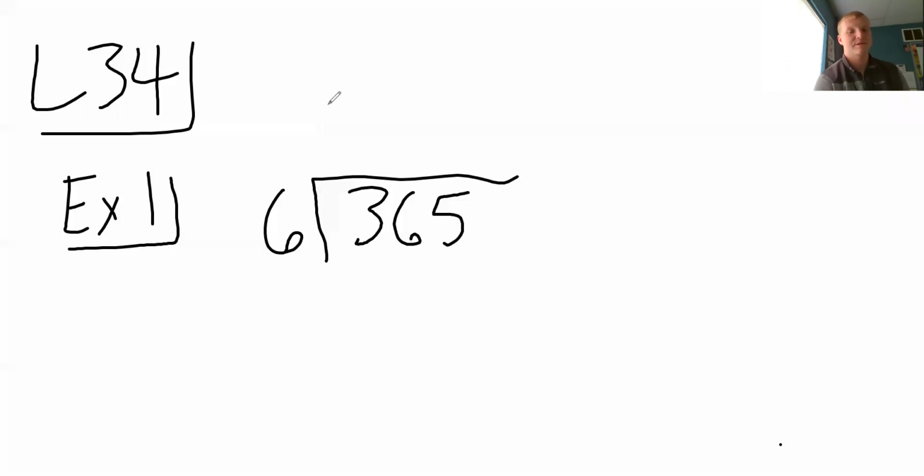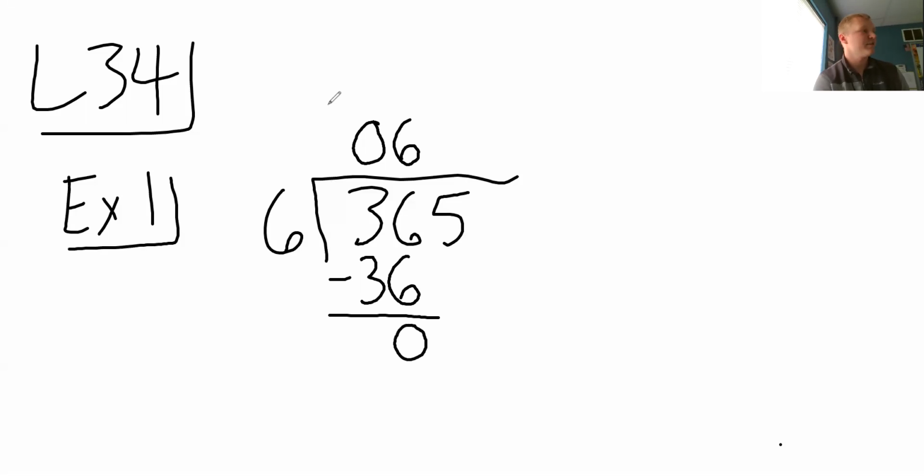Exactly. So 6 does not go into 3, so I'll put a 0 right there as a placeholder. And so then I say, how many times does 6 go into 36? It'll go in 6 times exactly. 6 times 6 is 36. So I'll write 36 right below that. Goes in perfectly. So 36 minus 36 is going to equal 0.